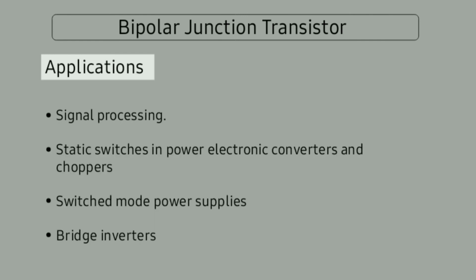The last part of this video is BJT applications. BJT is mainly used in signal processing, static switches in power electronic converters and choppers, in switched mode power supplies, that is SMPS, and in bridge inverters.